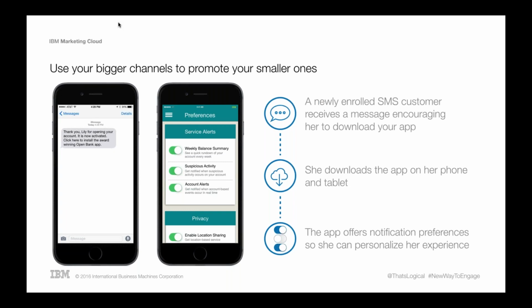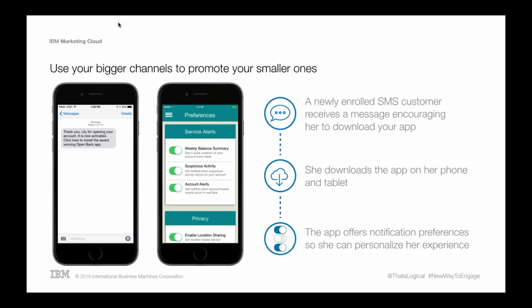So send a message to a customer that is already subscribed to SMS to show them that you have a mobile app. You can offer them a deep link so that it links right to the App Store, so that it's a very easy process, and you'd be surprised just how many customers will go ahead and download the app just because they received it in a channel.